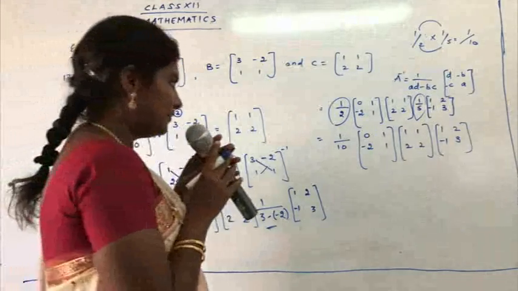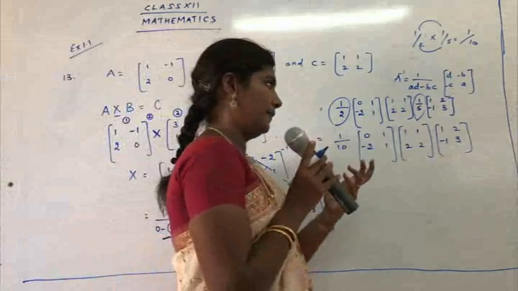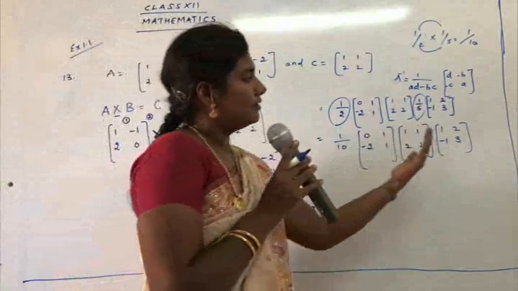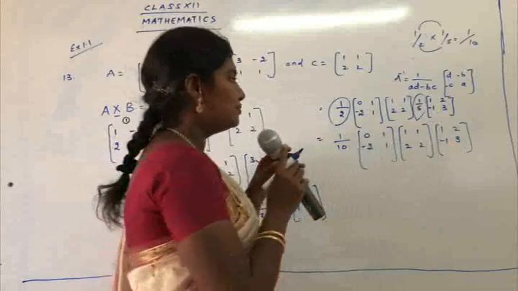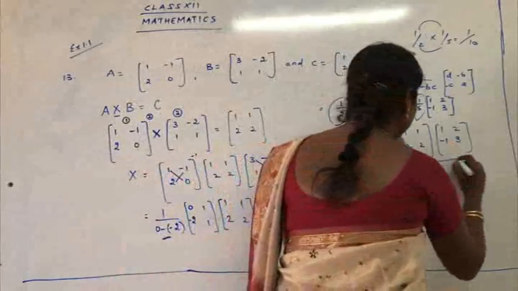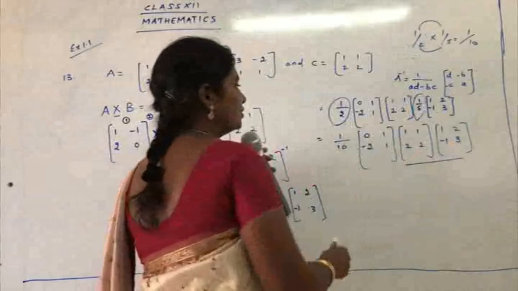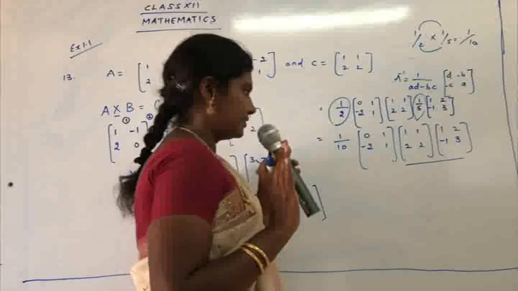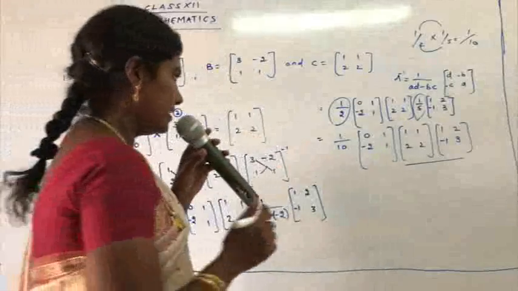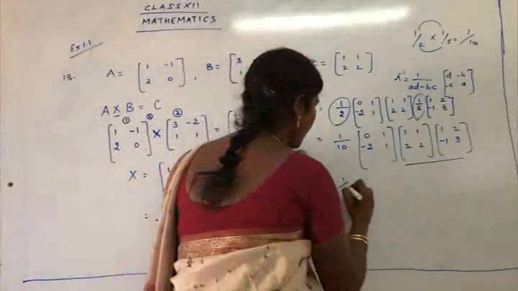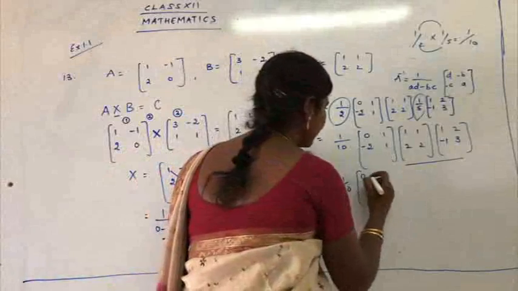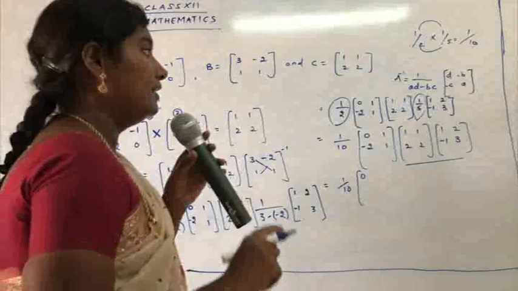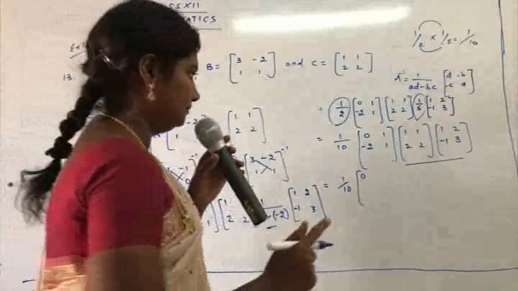Whenever you have 3 matrices and you are going to perform the multiplication, you start from the last. That is, you multiply the second and the third matrix first, and then whatever answer you get, you multiply with the first matrix, and you will get the required answer. So this is equal to 1 upon 10. Keep the first matrix as it is because we are not going to multiply the first matrix. We are going to multiply the second and the third.